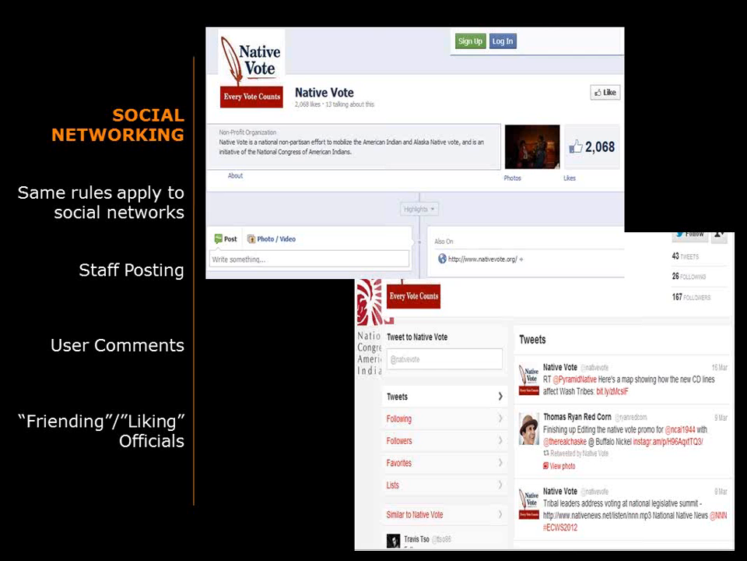I would suggest making sure that if you delete those comments, you delete every comment that supports or opposes a candidate, and you need to make sure that you have a disclaimer. If you leave up comments, have a disclaimer. Those are just good policies.